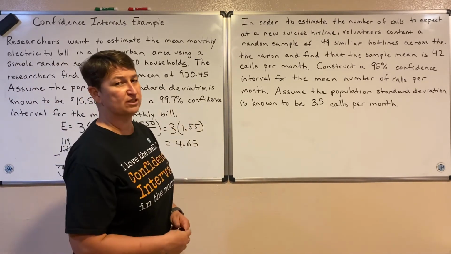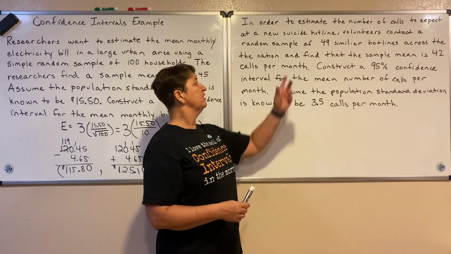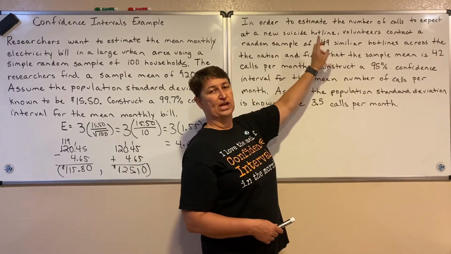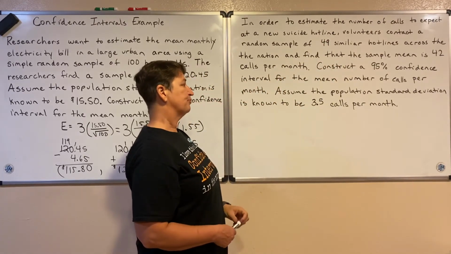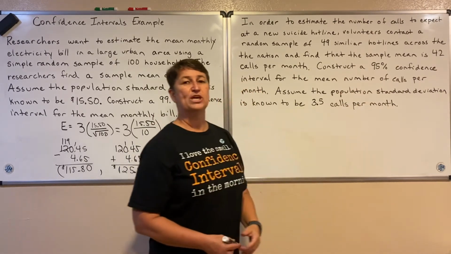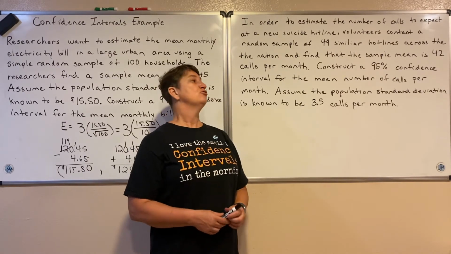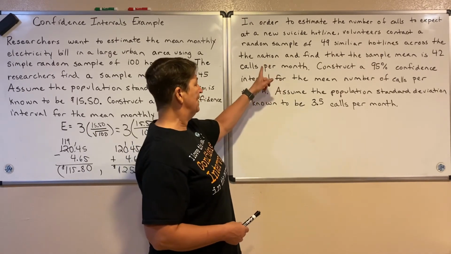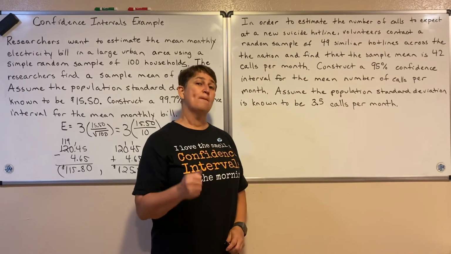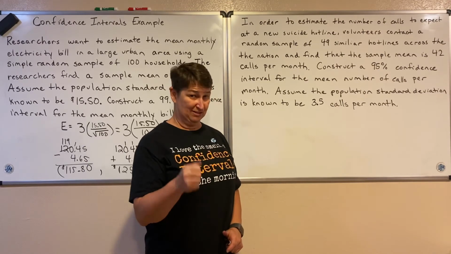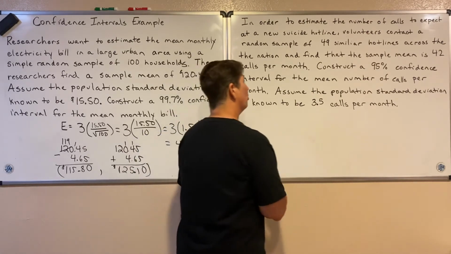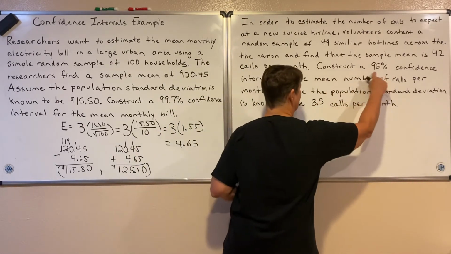So 3 characteristics to be able to use normal. Number 1, simple random sample, check. Number 2, sample size is at least 30, check. Number 3, we know the standard deviation for the population, check. So we can use that normal distribution. So again, this sample mean of 42 is part of this sampling distribution. And we know the mean of that sampling distribution is going to be the same as the mean of our population. So we're going to construct a 95% confidence interval.